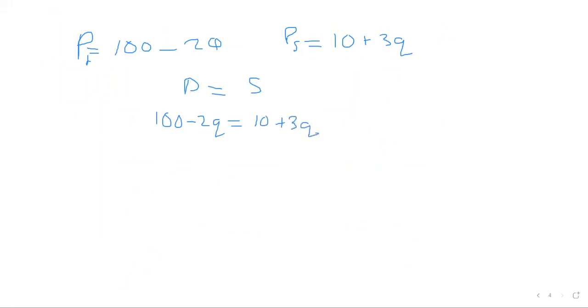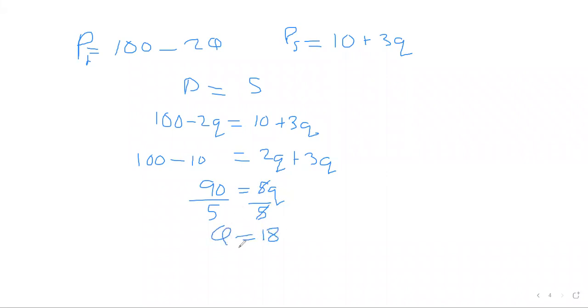So when we equate these two equations, 100 minus 10, here we're going to have 2q plus 3q. What is 100 minus 10? 90. What is 2q plus 3q? 5q. So when you divide on both sides by 5, we're going to get our q as 18.